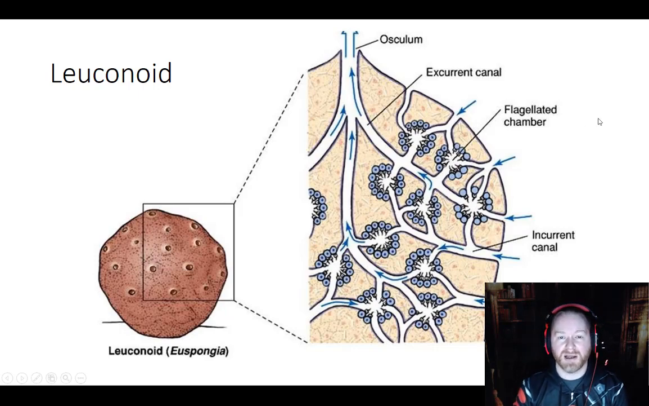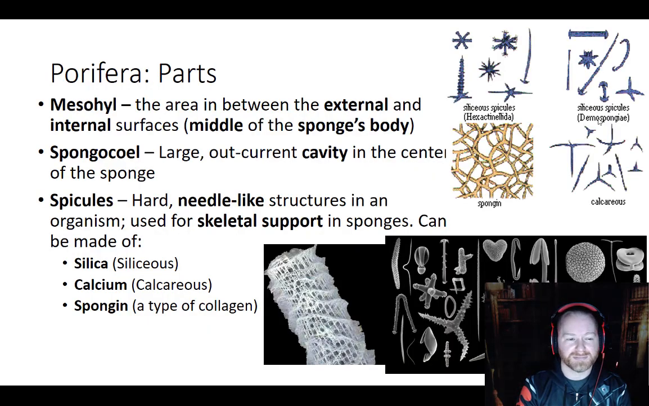So again, if it's one big hole in the middle, spongocoel in the middle, then you have collar cells lining that, then it is an asconoid. Syconoid have their choanocytes or their collared cells in the channels themselves. And then the leuconoids, the collared cells are in the chambers, which are linked together by all the different canals. So I hope that helps you understand a little bit about the differences between the main types of canal systems that are used. It's just where are the collared cells located.